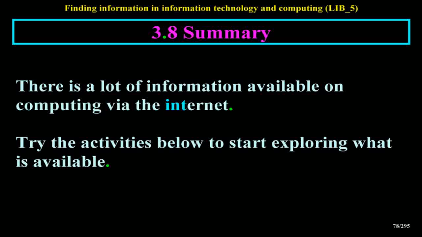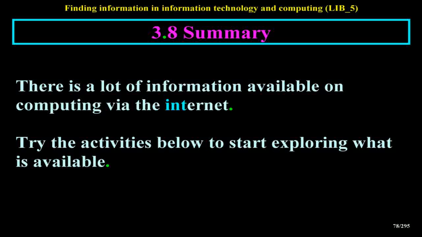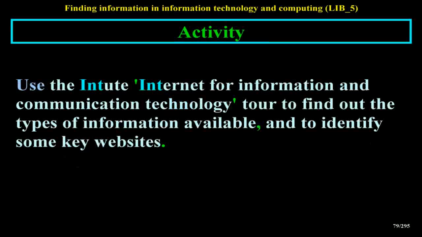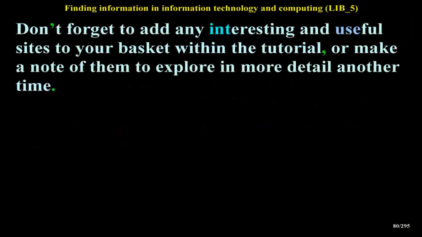3.8 Summary. There is a lot of information available on computing via the internet. Try the activities below to start exploring what is available. Activity: use the Internet for Information and Communication Technology tool to find out the types of information available, and to identify some key websites. Don't forget to add any interesting and useful sites to your basket within the tutorial, or make a note of them to explore in more detail another time.